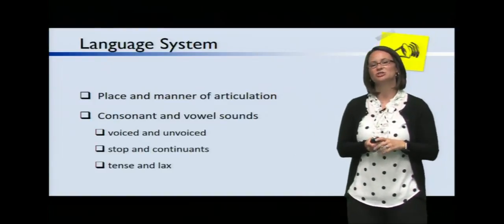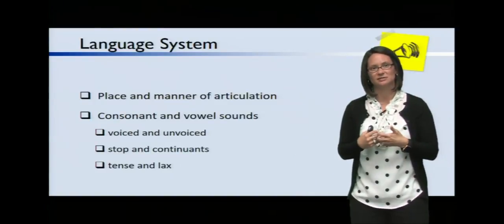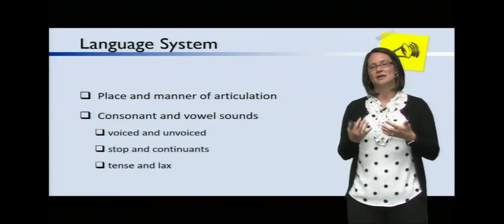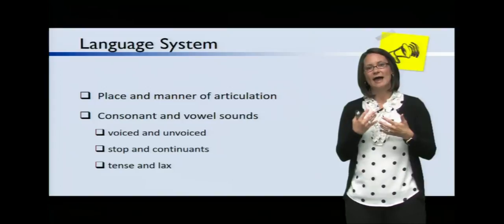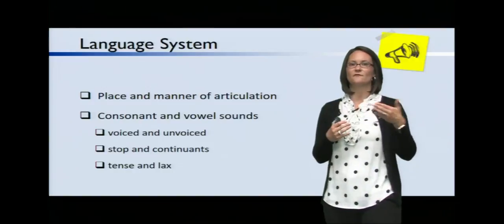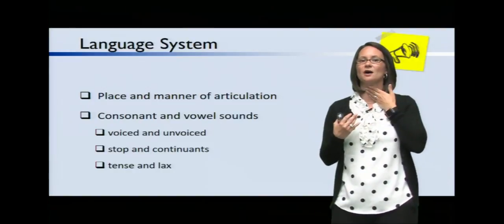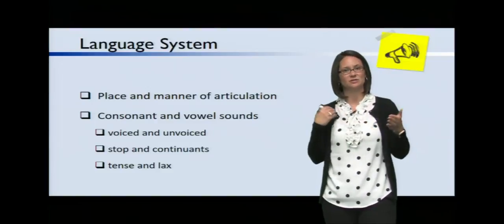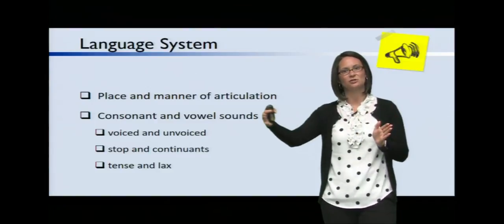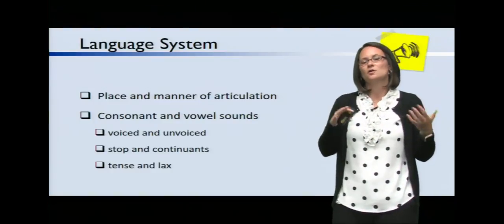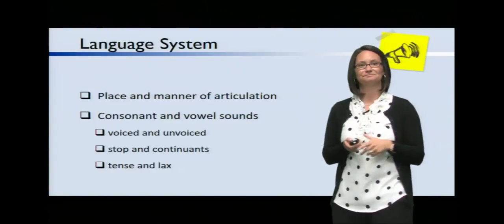So let's take a minute to just review what we talked about with our language system. When we think about the sounds of our language, we have the place or the manner of articulation, where and how these sounds are forming in our mouth. We have consonants and vowels, and with consonants and vowels, we think about voicing or unvoicing, our voice box turned on or off. We think about stops or continuants, whether that sound is pushed right out or it continues to go until we run out of breath. And we think about tense or lax for vowels, or long and short sounds.